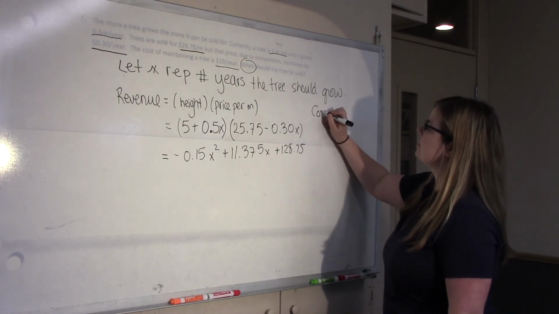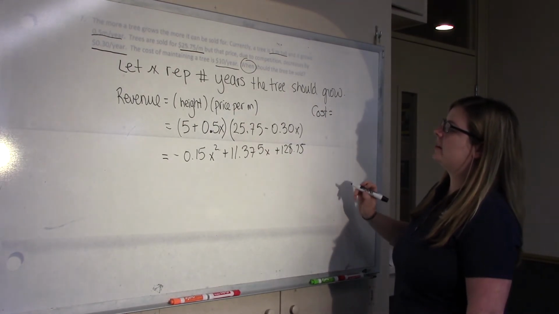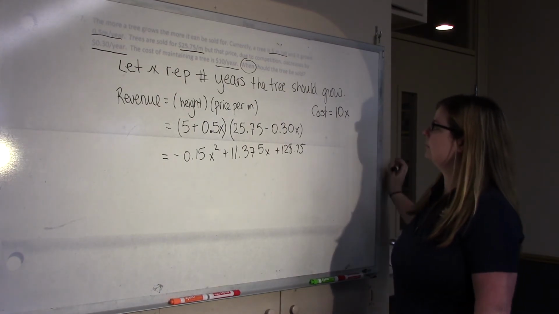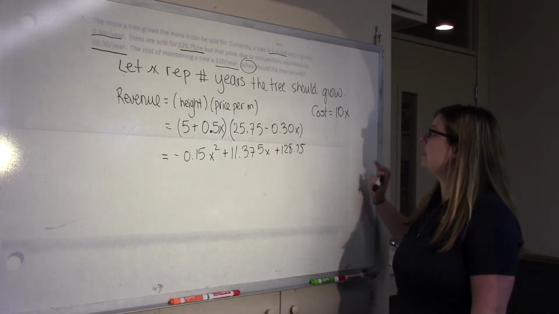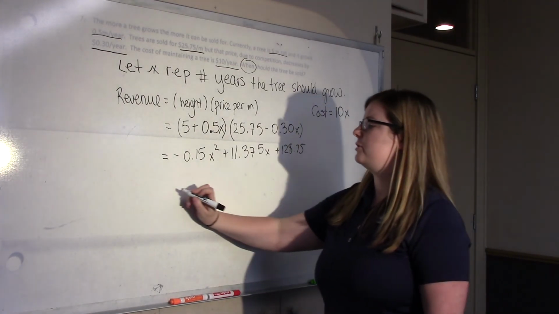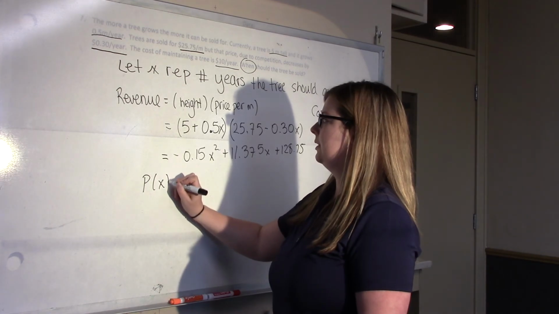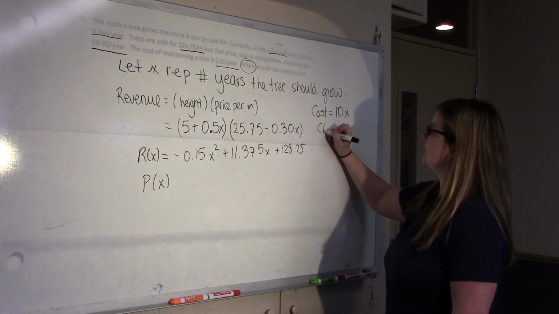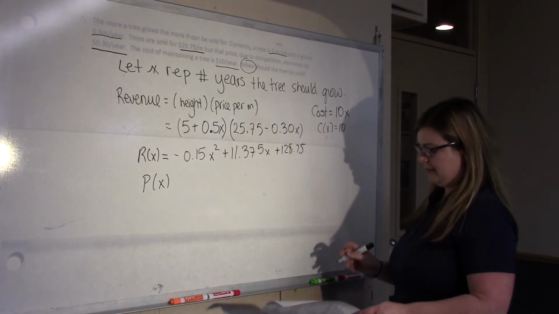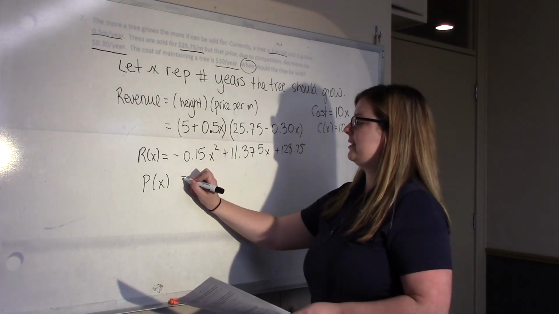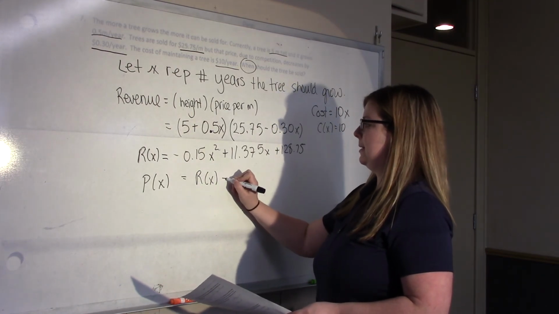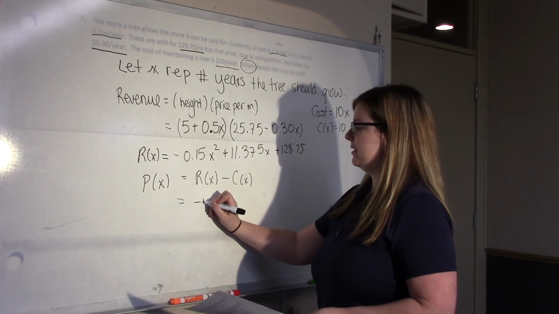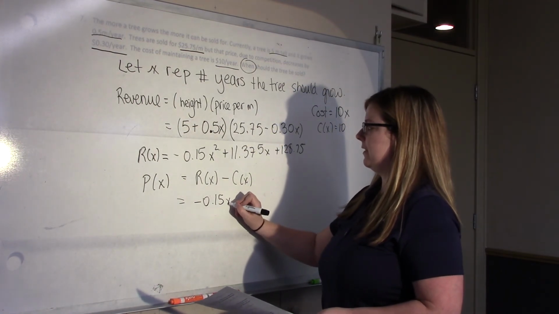So the cost of this tree costs $10 per year. So the cost is just $10 times the number of years. So our profit, this is our R at x, and this is our C at x. It's just R at x minus C at x. So when you do that, you still have the negative 0.15x squared.